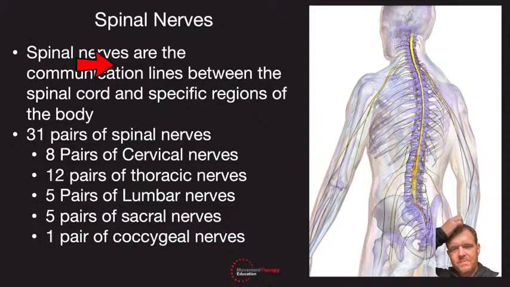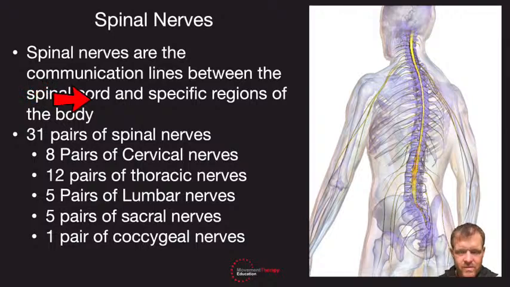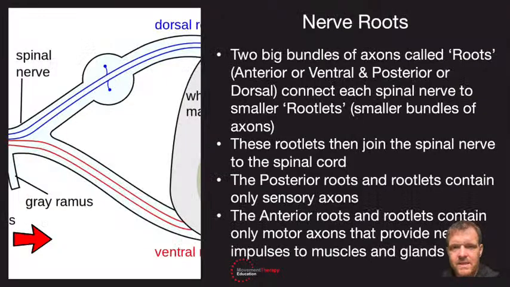So, yeah, spinal nerves are the communication lines between the spinal cord and specific regions of the body. We talked about the number of vertebrae at each level. At each level, there are a certain number of nerves that originate as well. So in the cervicals, we've got 8 pairs of nerves, 12 in the thoracics, 5 in the lumbars, 5 in the sacrum, and 1 in the coccygeal, usually. Okay, so again, there are variations with those.